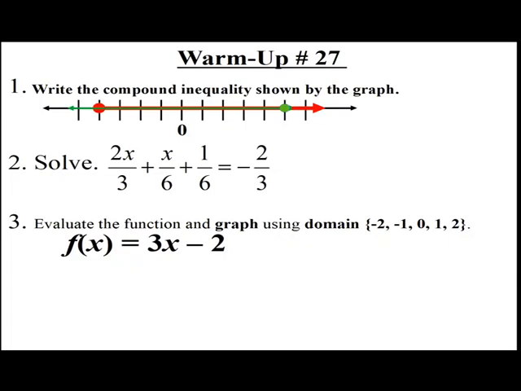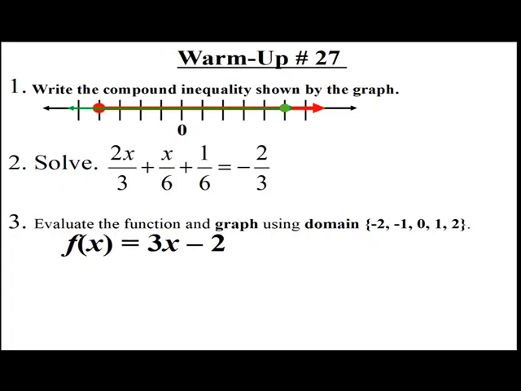So we have our warm-up number 27 on the screen. Number one, write the compound inequality shown by the graph. You have one graph in red. I believe it starts at -4 and it goes shaded to the right. And then we have another graph starting at +5, shaded to the left. And it keeps going. So let's see if you can write your compound inequality for that.